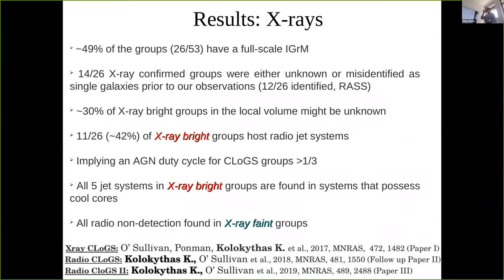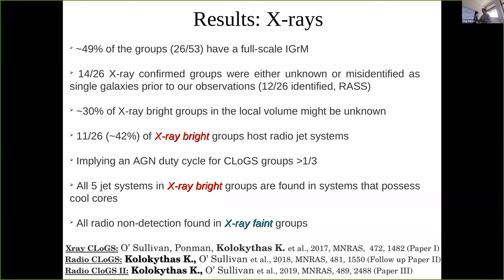We find that almost half of the groups have a group-scale intra-group medium. And of these 26 X-ray confirmed groups, 14 of them were either unknown or misidentified as single galaxies prior to our observations. 12 of them were only identified by the ROSAT all-sky survey. So we expect that around 30% of the X-ray bright groups in the local volume might still be unknown. Around 42% of the X-ray bright groups host radio jet systems, which implies an AGN duty cycle for CLoGS groups of over 1/3.